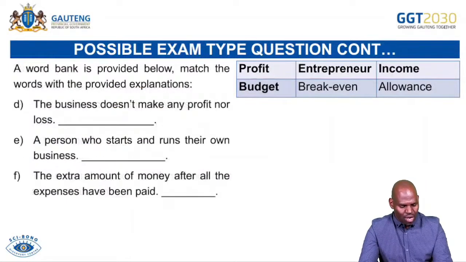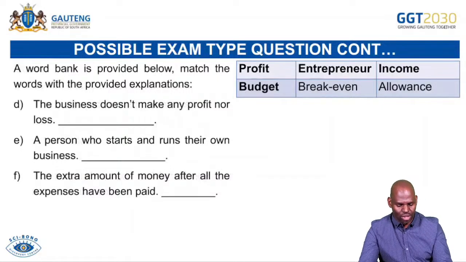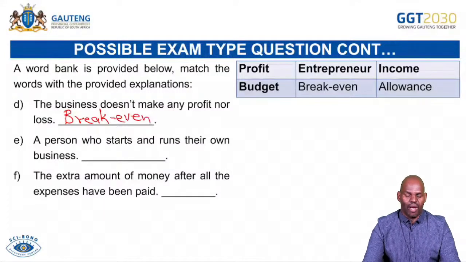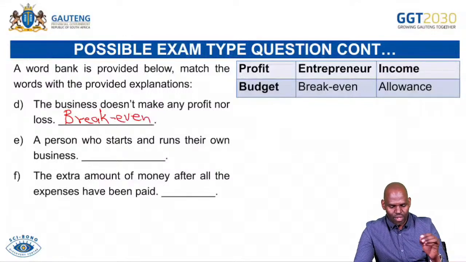Let's see. D is the business doesn't make any profit nor loss. The business does not make any profit nor loss. The business doesn't make any profit or any loss. So that will be a break even. Break even is where a business is not making any profit or making any loss.